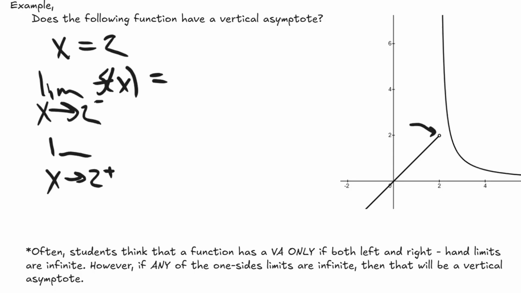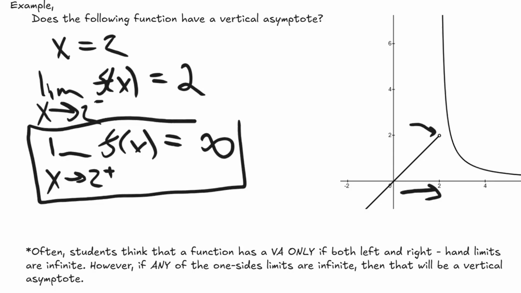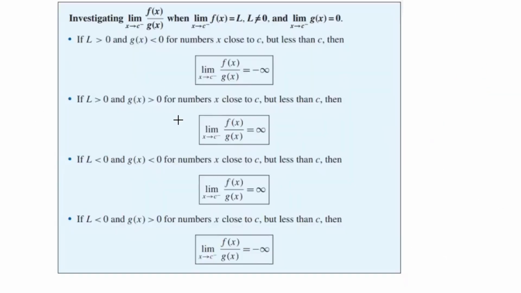So from the left, as x approaches 2, it looks like the graph is approaching 2. From the right, as x approaches 2, the graph approaches infinity. Because a one-sided limit produced an infinite limit, we have a vertical asymptote at x equals 2. I want to relate this back to the definitions we looked at a minute ago. We have the limit as x approached 2 being positive infinity, but it was approaching 2 from just the one side. So we do have a vertical asymptote there by the definition.